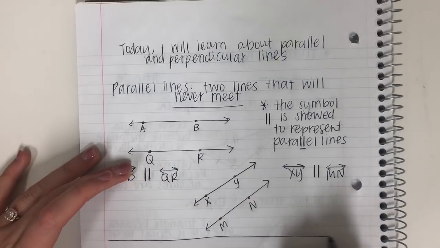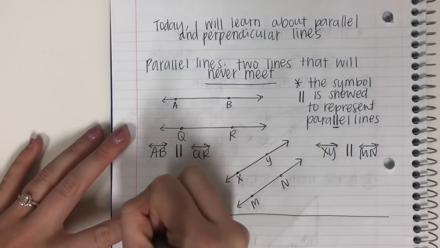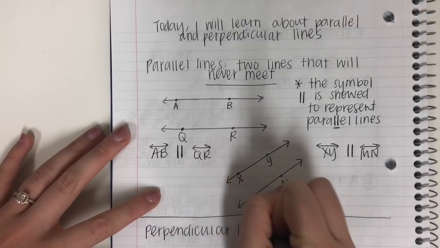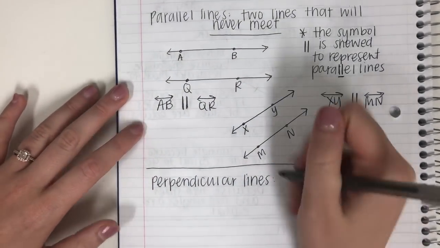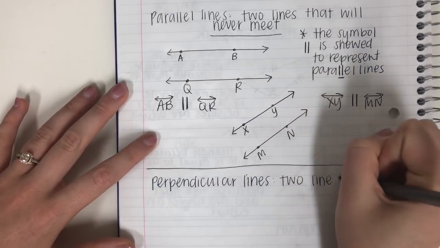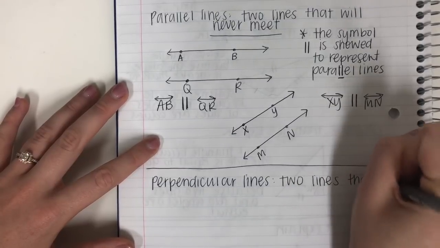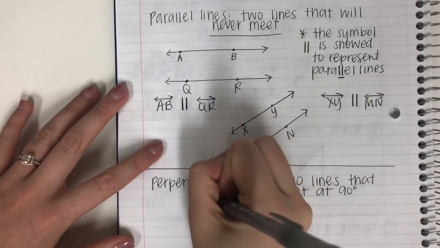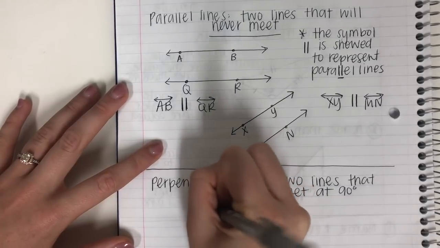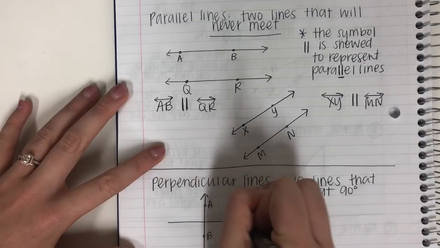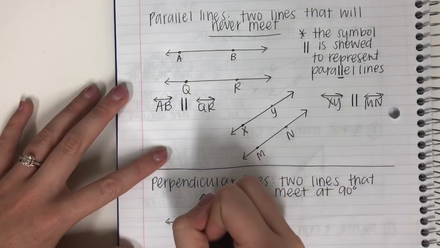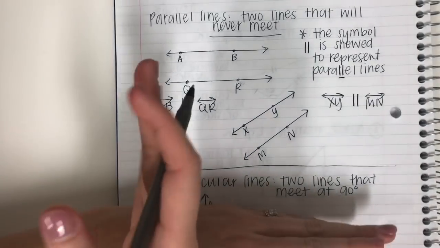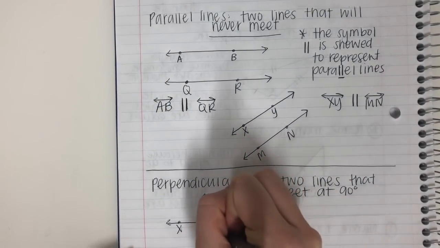And then our next one is perpendicular line. So it's pretty much the opposite. So perpendicular lines are two lines that meet at 90 degrees. For example, if we have line A and B, and then in the middle is another line that crosses it, let's say it's X and Y, we would say that these lines are perpendicular because they're two lines that meet at 90 degrees. So 90, 90, 90, 90.